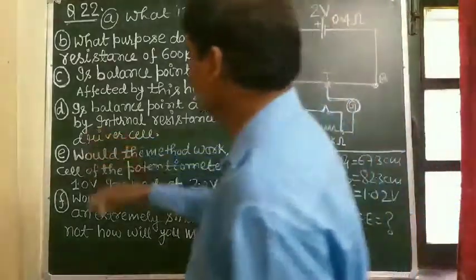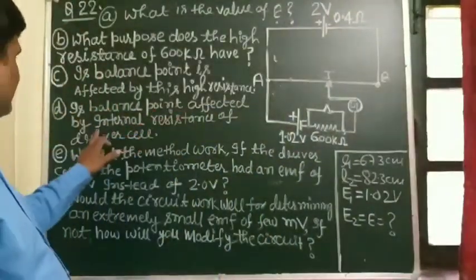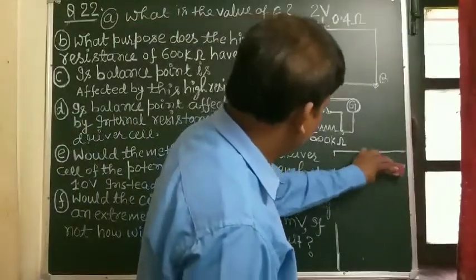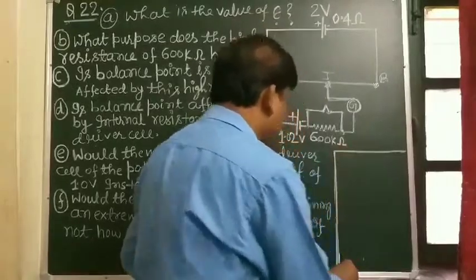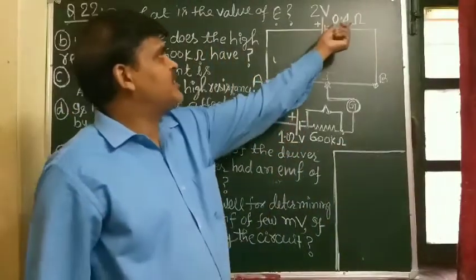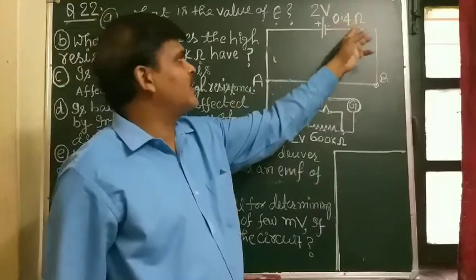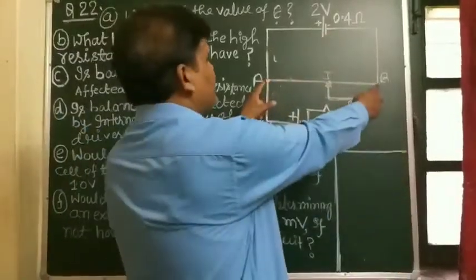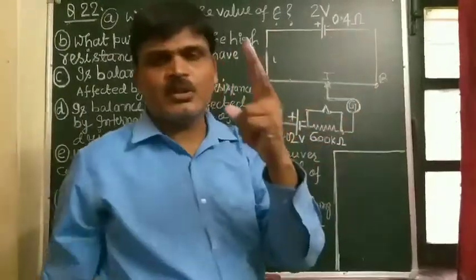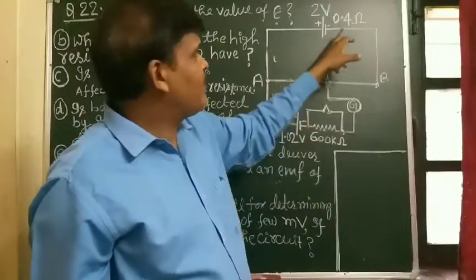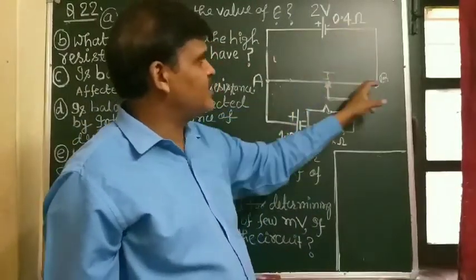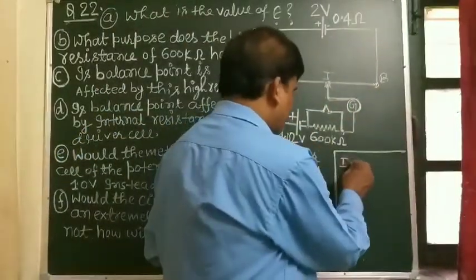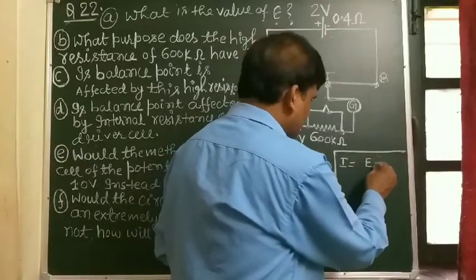And D part, student, is balance point affected by internal resistance of driver cell? Student, if this 0.4 ohm resistance is not connected, suppose that is the potentiometer wire, then what will be the total potential drop across this potentiometer wire? That is 2 volt. If 0.4 ohm resistance is connected in series with the potentiometer wire, then the current flowing through the potentiometer wire, listen carefully, is what?